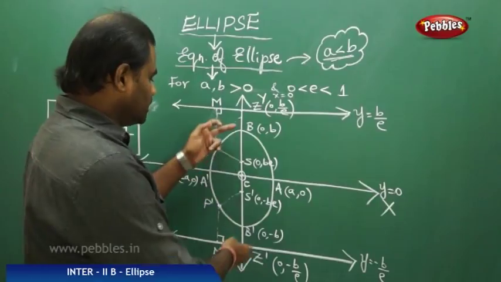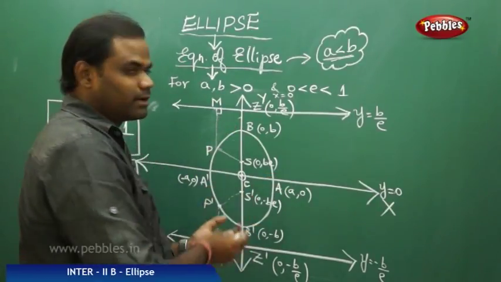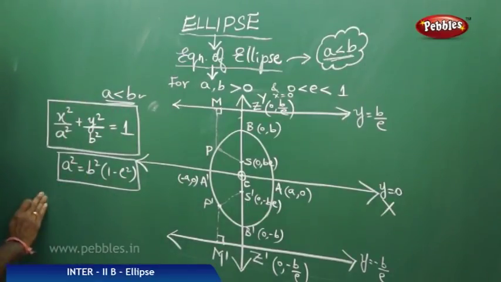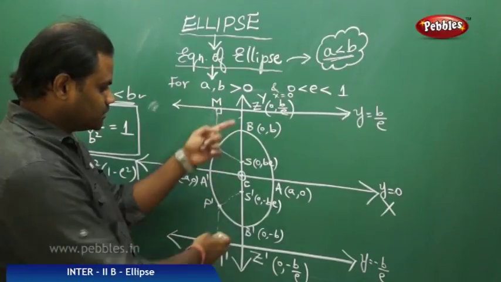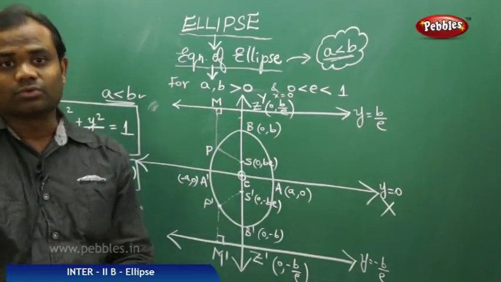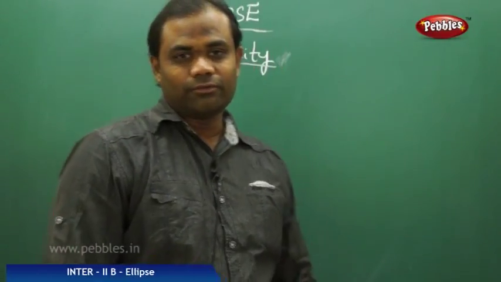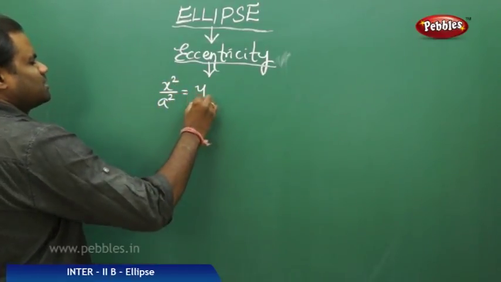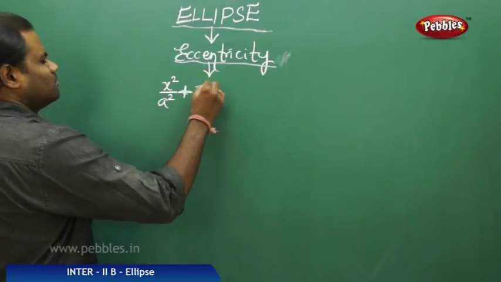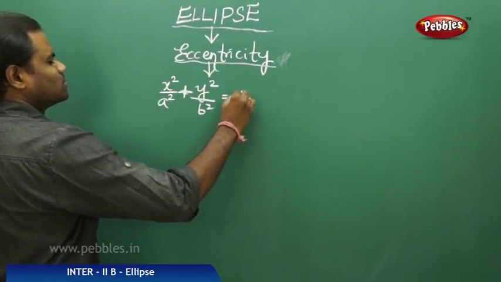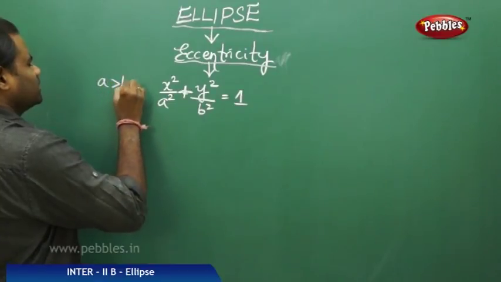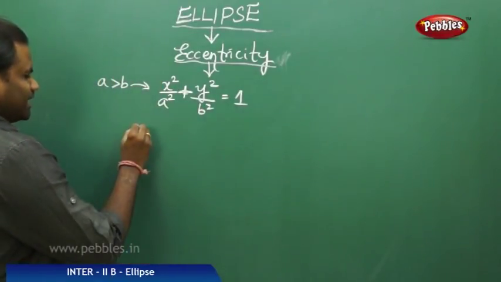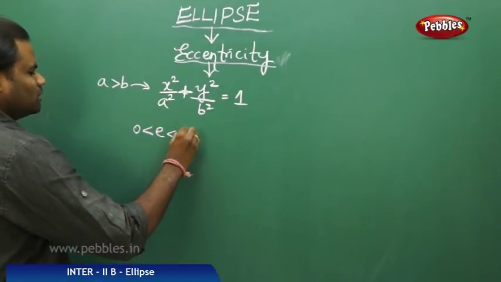And we have the length of the major axis and the length of the minor axis, being AA' and BB', which are 2a and 2b respectively. The equation of the ellipse in standard form is given as x squared by a square plus y squared by b square equals 1 for a greater than b. And for this, we know that the eccentricity lies between 0 and 1 for the ellipse.